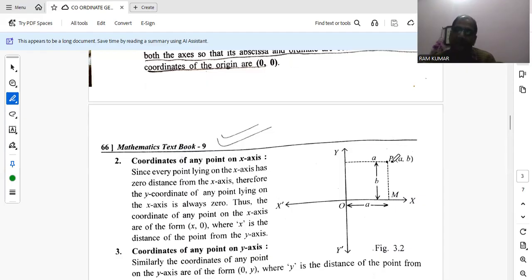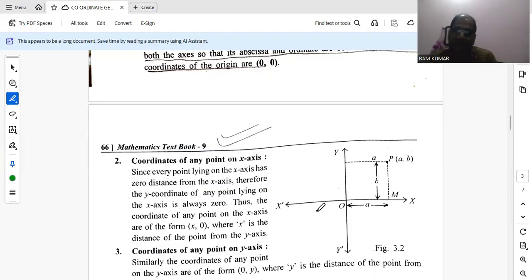You can take in place of A and B 2, 3 or 3, 3 or 4, 5, whatever number you want to take. And accordingly, you have to move to the right, then you have to go up. And in this way, you can represent the point in a Cartesian plane.